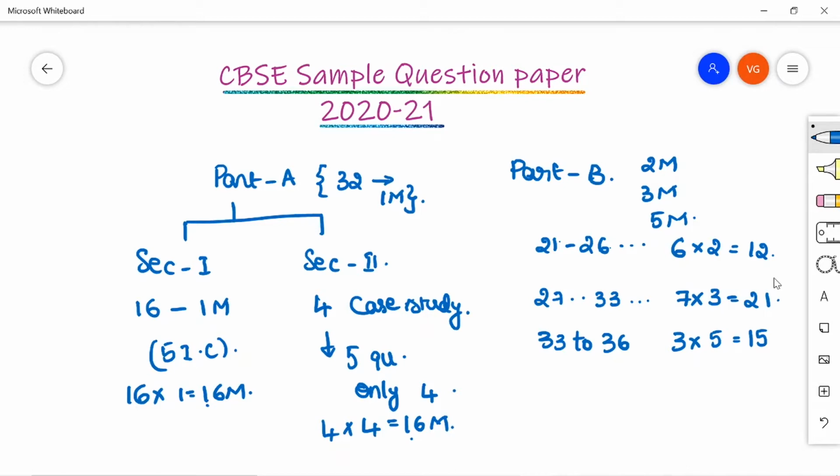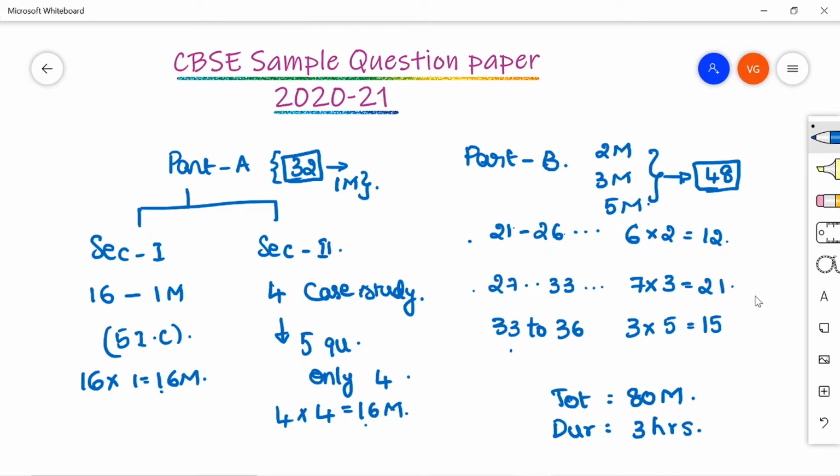Again you have internal choice given for 2 questions, for 2 markers as well as 3 markers. And for 5 markers you have 1 internal choice question. So here the remaining marks are for part B, and here you have 48 marks for part B. Part A you have 32 marks and for part B it is 48 marks, totally making up 80 marks and the duration is 3 hours.